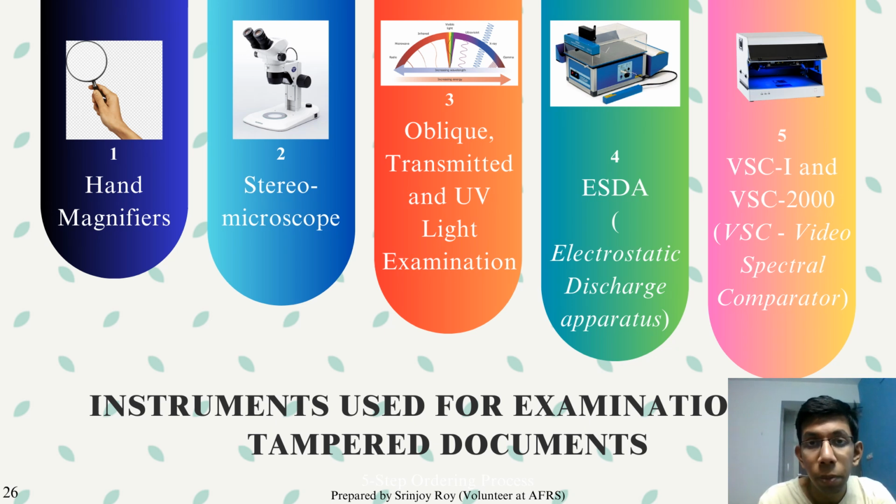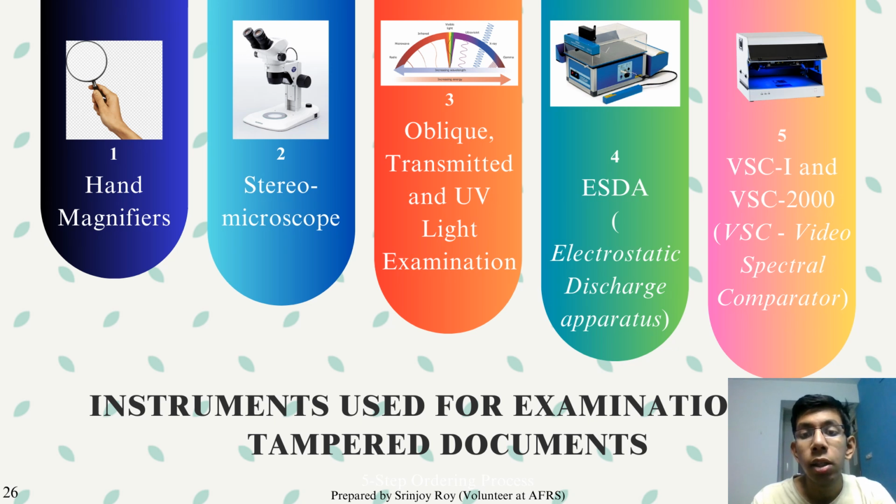Suppose there is a paper, as we were discussing about erasures. When we erase a paper, the fibers come out. So if I put this paper under a stereo microscope, I will be able to study the surface topography, the surface structure of the paper. By doing so, we will be able to determine the forgery. The third way is by using oblique, transmitted, and ultraviolet light examination.